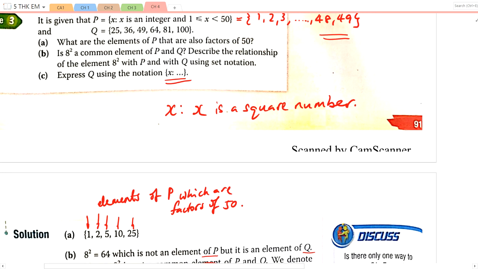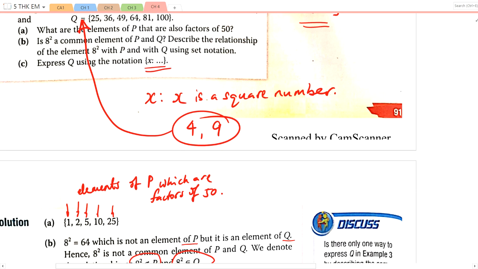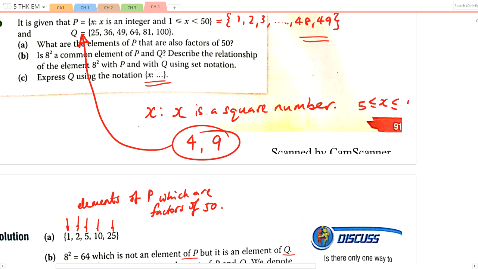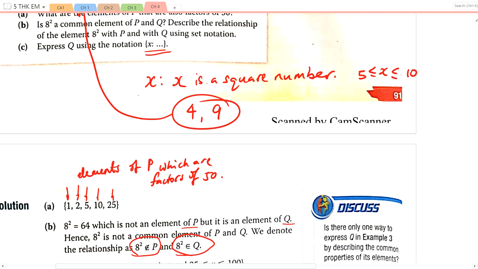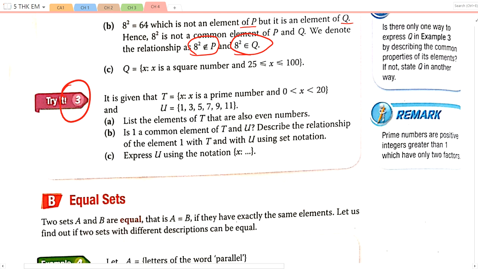But it is insufficient to simply write this, because, for example, 4 is a square number, 9 is also a square number, but they are not found inside set Q. So we need to place some restrictions. And we can say that x is between 5 to 10, inclusive. 25 and 100. Okay, so you can try it 3 by yourself.